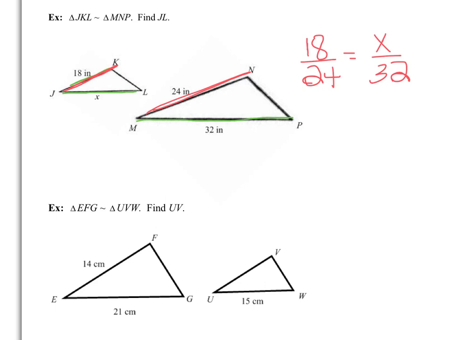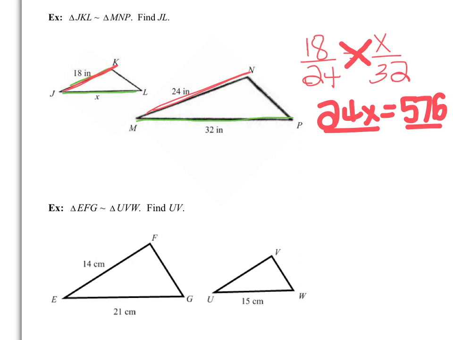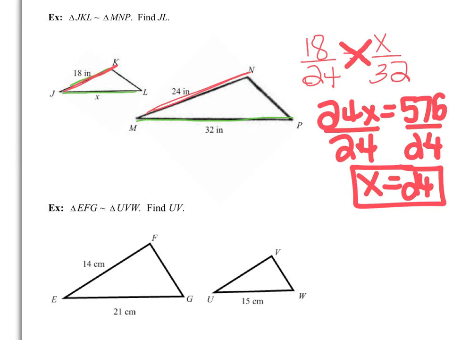Now to solve this, I'm just going to solve like a normal proportion. I'm going to cross multiply. So I'm going to get 24x equals, and I would do 18 times 32 on a calculator, and I would get 576. And then I would divide both sides by 24. And I get x equals 24. So that's my missing side. I can just box it.